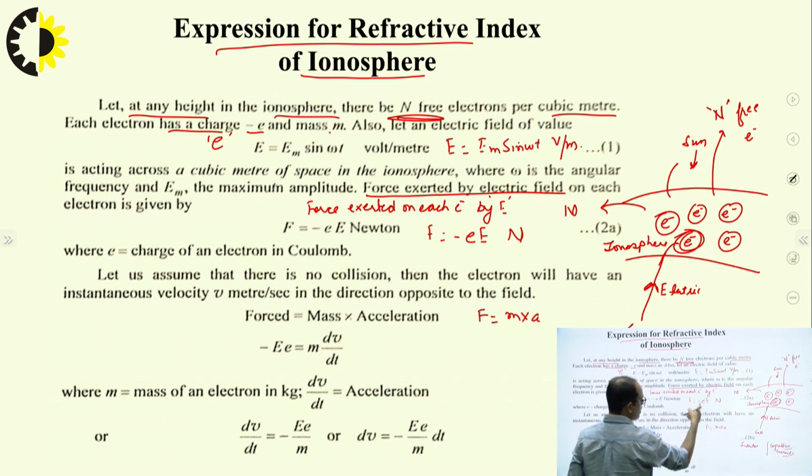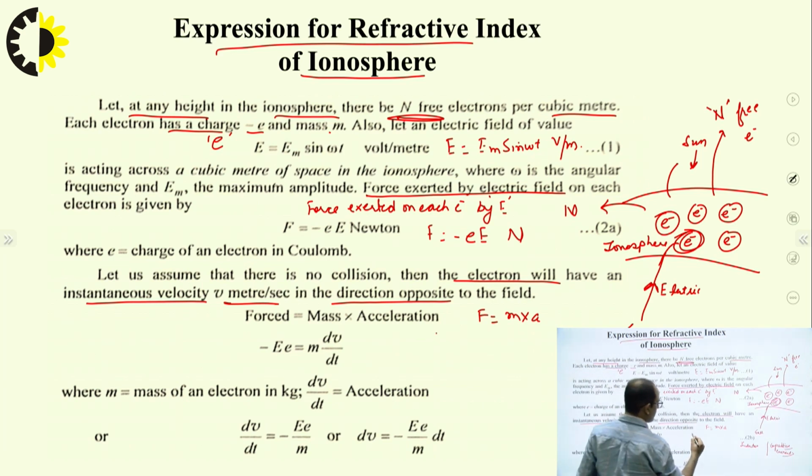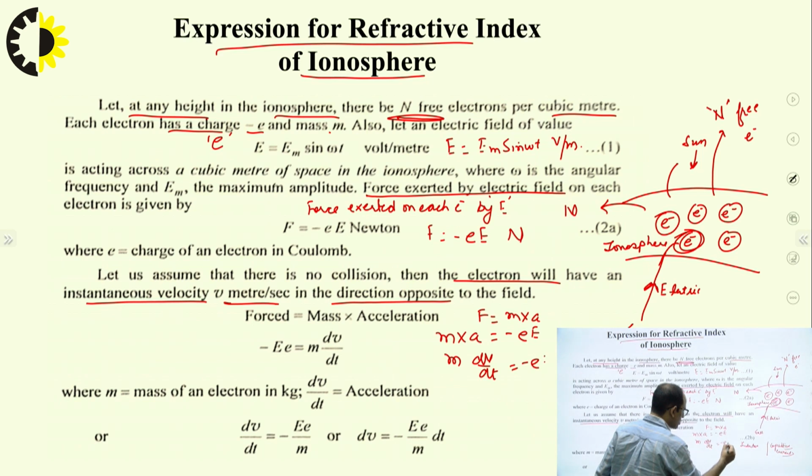The electron will have an instantaneous velocity v meter per second in the direction opposite to the field. So F, m into a, is equal to minus e into E, and this acceleration is the rate of change of electron velocity with respect to time, that is m dv by dt, equal to minus e into E. Clear?